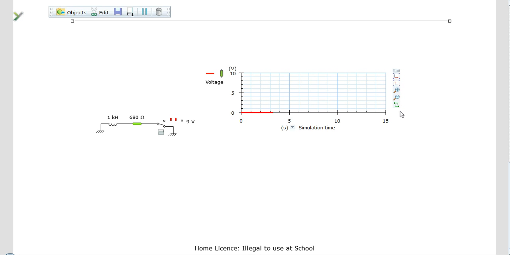Sorry about that, guys. I ran out of time in my previous video, so I have to finish inductance in part 2. This graph here is measuring the voltage across this resistor.